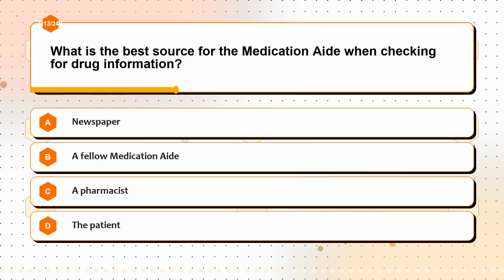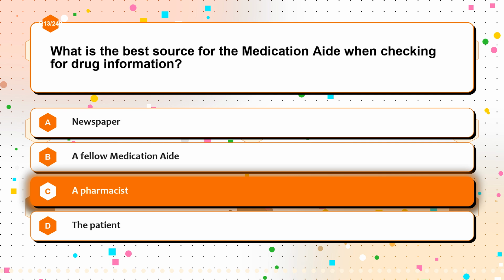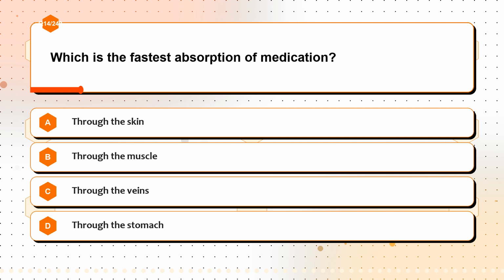Question 13. What is the best source for the medication aide when checking for drug information? Here are the options. Option A, newspaper. Option B, a fellow medication aide. Option C, a pharmacist. Option D, the patient. The correct answer is option C, a pharmacist.